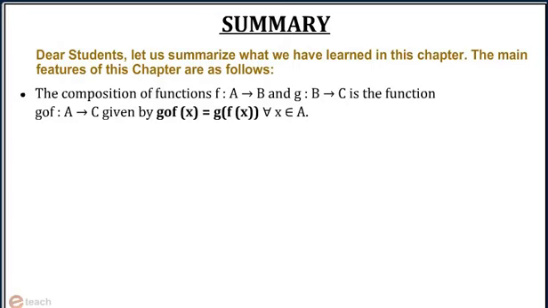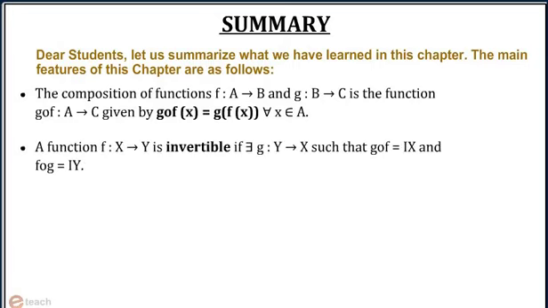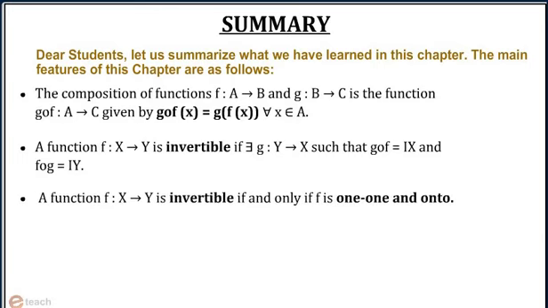A function f defined from set X to set Y is invertible if there exists g defined from Y to X such that gof is equal to I_X and fog is equal to I_Y. A function f defined from X to Y is invertible if and only if f is one-one and onto.